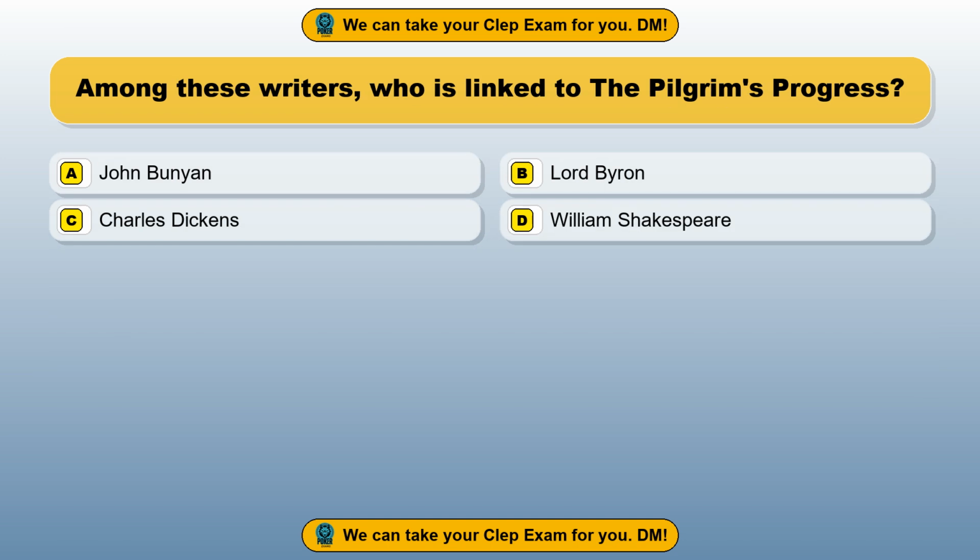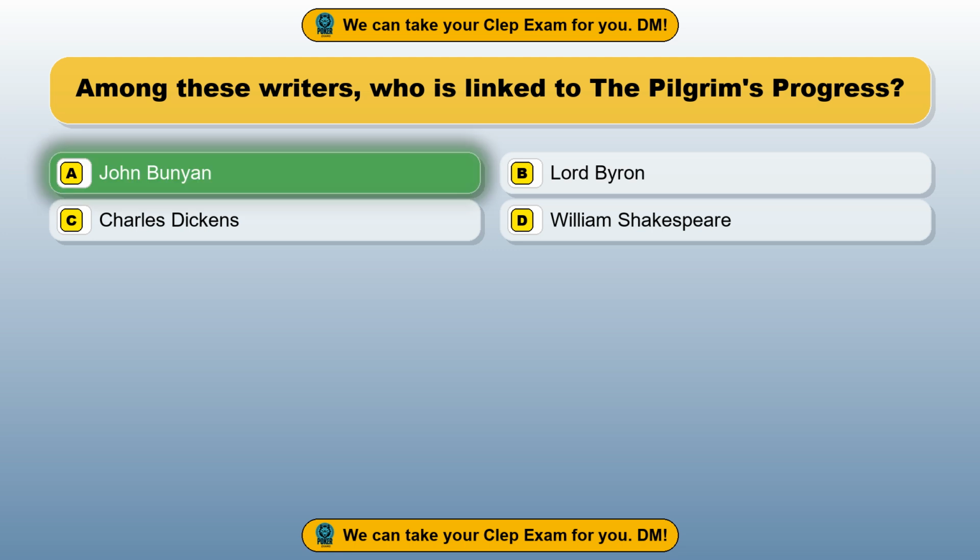Question 5. Among these writers, who is linked to the Pilgrim's Progress? Option A. John Bunyan. Option B. Lord Byron. Option C. Charles Dickens. Option D. William Shakespeare. The correct answer is option A.